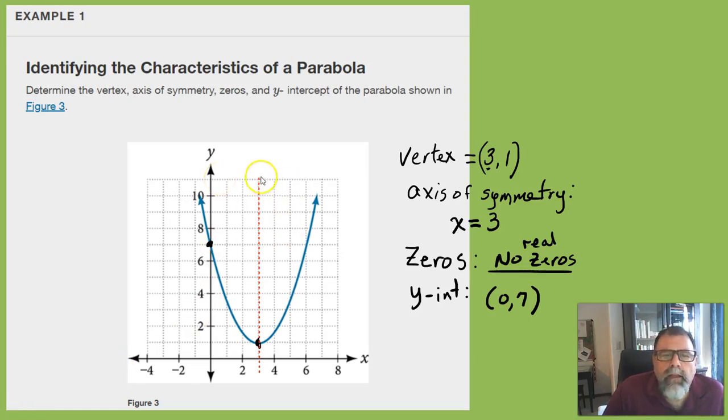So again, axis of symmetry goes through the vertex, so x equals 3. This doesn't cross the x-axis, so there's no real zeros. Y-intercept crosses the y-axis at 7, so the y-intercept, remember the point, would be 0, 7.